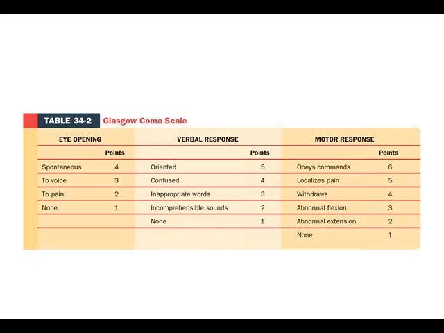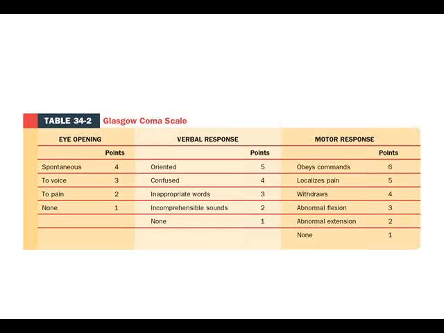The verbal response: if they're oriented and responding appropriately, 5. If they're confused but responding, 4. If they are responding but the words are completely inappropriate to the conversation, it's 3. If the words are incomprehensible and they're just mumbling and grumbling, it's 2. No response is a 1. And then obeys command. For motor response, obeys command is a 6.